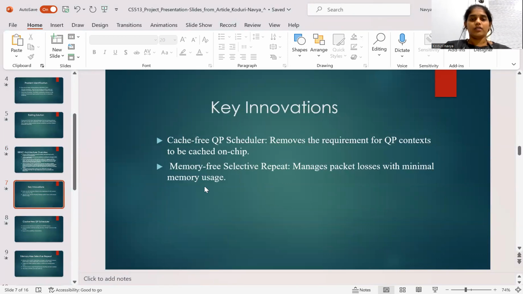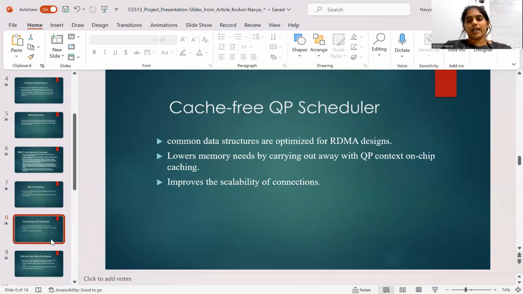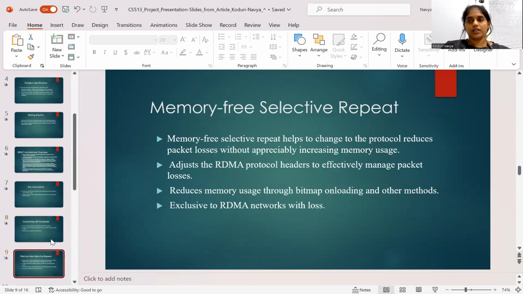Going to the next slide, let us discuss the cache-free QP scheduler. The common data structures are optimized for RDMA designs, and it lowers memory needs by avoiding QP content on-chip caching, and it also improves the scalability of connections. It overcomes the connection scalability problem mainly.